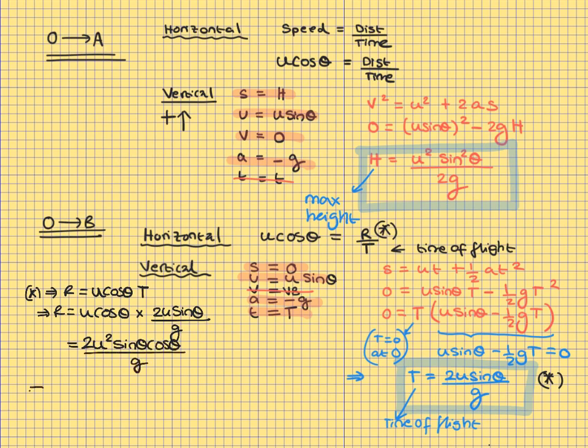Now I can do a bit of further simplification on that because we have 2 sine theta cos theta here, and I can replace that by sine 2 theta using a trigonometric identity, which gives me r equals u squared sine 2 theta over g. And we have a third general result because, of course, r is the horizontal range.